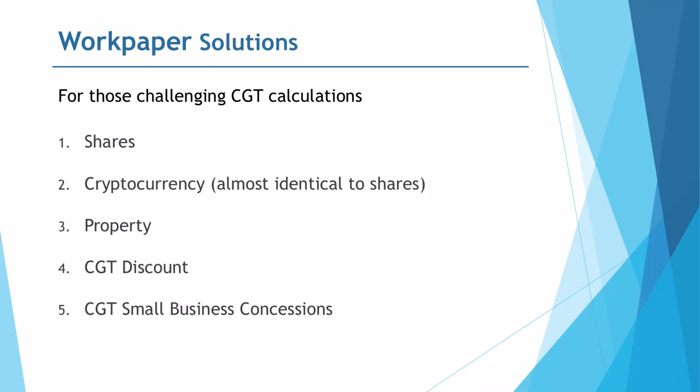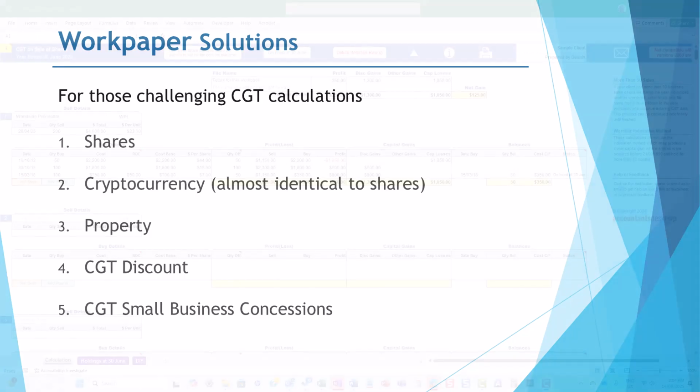These are our workbooks for those challenging CGT calculations. We have one for the sale of shares and one for the sale of cryptocurrency, which is a separate workbook but almost identical to the shares workbook, the only difference being the decimal points for each unit. And we have another for the sale of property, one to calculate the CGT discount, and lastly a workbook to determine eligibility for the CGT small business concessions and to calculate the gain.